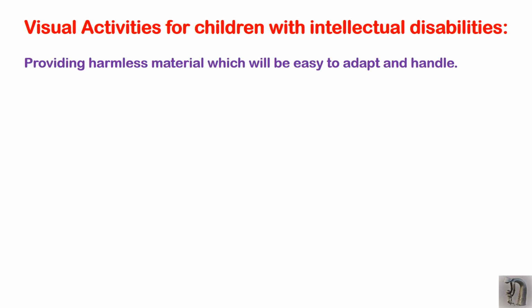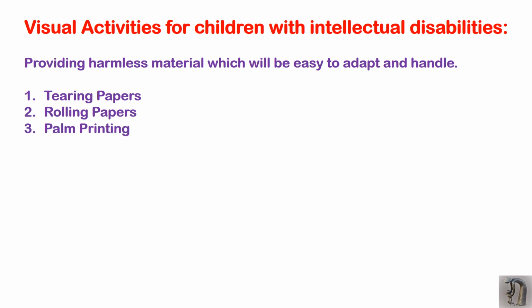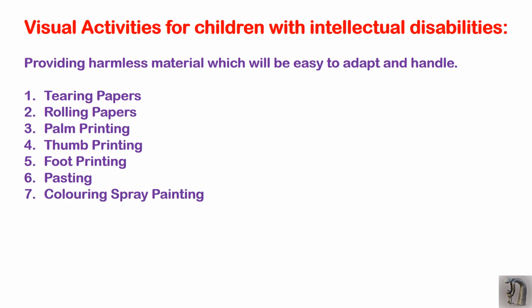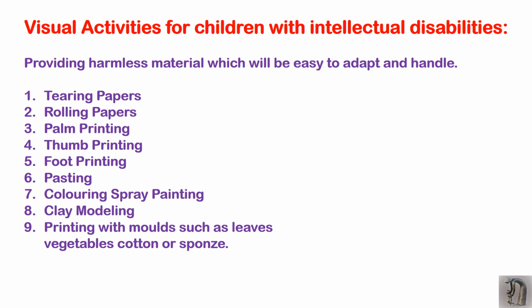See, provide harmless material which will be very easy to adapt and handle. Make sure that whenever you give a material, it is not so complicated and it is not harming the child. If not, he may not be able to perform better. For example, tearing a paper is very simple, and there is no harm in that. You just give a paper and he tears it. This kind of activity you can involve children with intellectual disability in, like rolling of papers, palm printing, thumb printing, foot pasting, coloring, spray painting, clay modeling, and printing with models like vegetables.